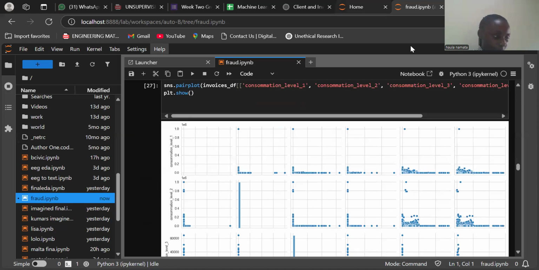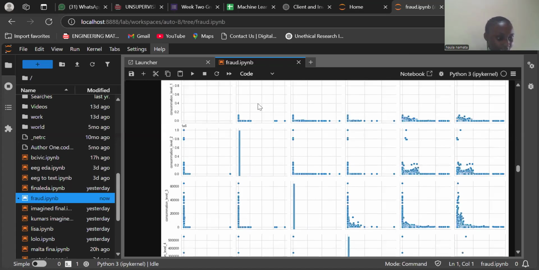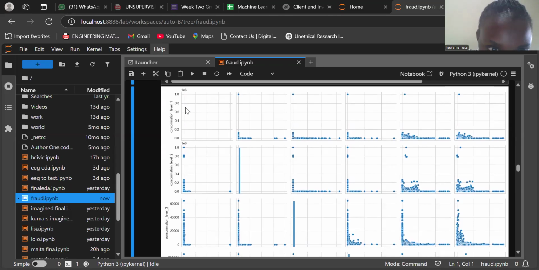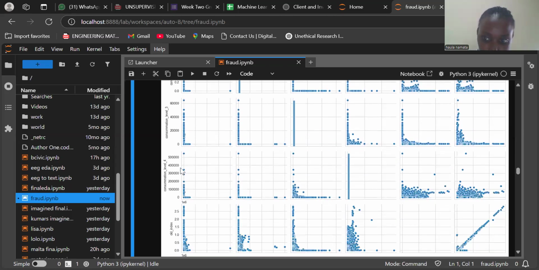Moving on to the pair plots, we see that they are highly skewed to the right. Most of the consumption levels are labeled at the leftmost columns. We have consumption level 1, 2, 3, and 4, and from here we see that all of them are highly skewed to the right.